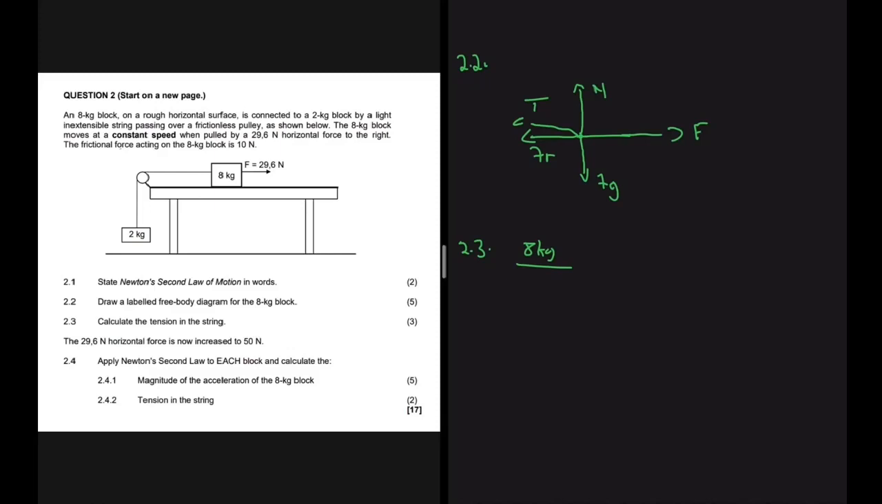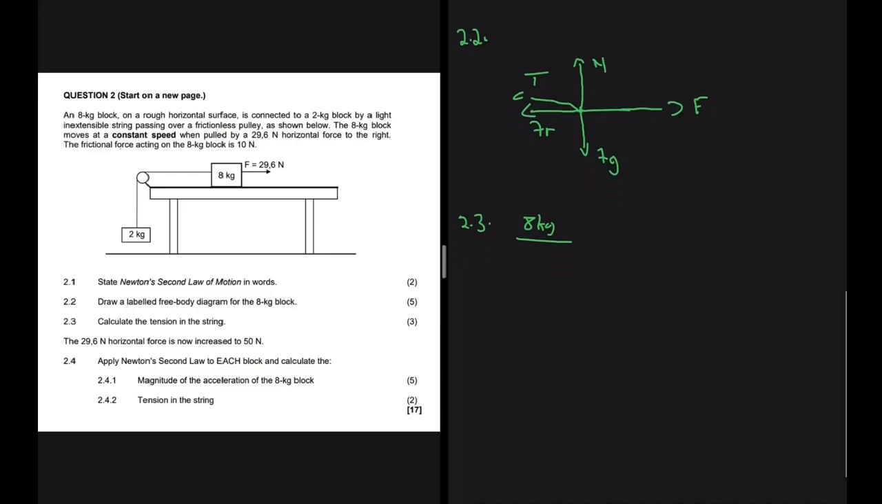Usually in questions like this, the answer for 2.1 helps you answer 2.2, and the one from 2.2 helps you answer 2.3. Because 2.2 asks for the free body diagram of the 8 kg block, it's most likely that in 2.3 you will be using the 8 kg block. But let's just go ahead and see. The law we're sticking to is Newton's second law of motion, obviously. So we're going to have F net.